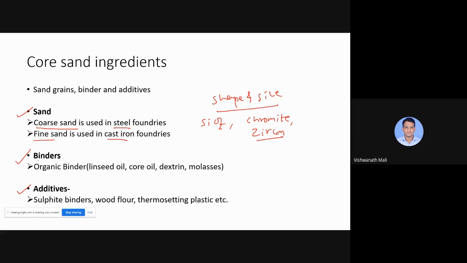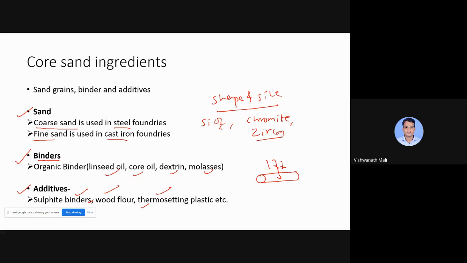Then we use different types of binders: linseed oil, chlor oil, molasses, dextrine. Then we use additives like sulfide, wood flour, thermosetting plastic. This depends on the material which we are using. The molten metal should not react with the material which we are using for producing the core, so depending on that, we use these different additives and binders.